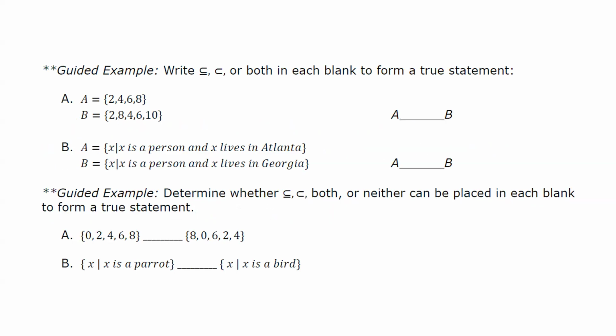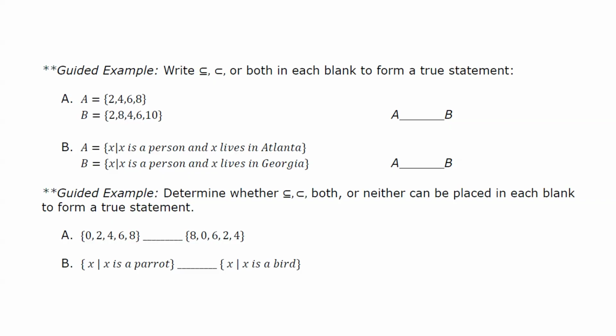So in our examples here, we're asked to write whether it's a subset, a proper subset, or both in each blank to form a true statement. For A, we have a set A and a set B. Set A is {2, 4, 6, 8}. Set B is {2, 8, 4, 6, 10}. The first question is, are all elements in A within B? The answer there is true. So we know A is a subset of B.